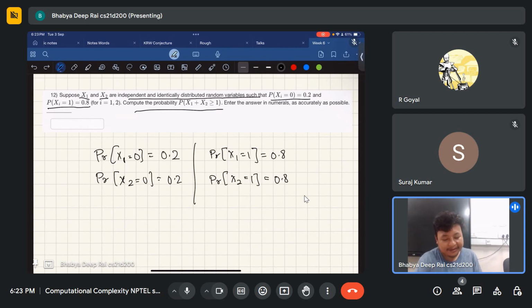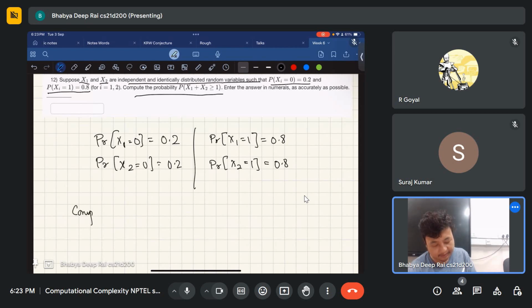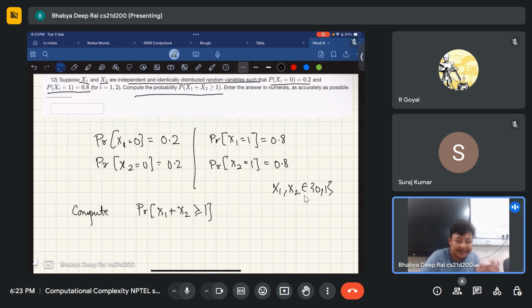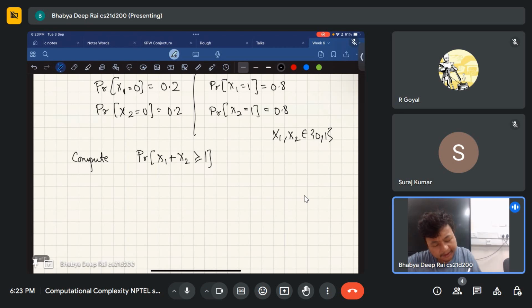They are asking to compute the probability that x1 plus x2 is at least 1. Now x1 and x2 are random variables, but they are binary, boolean. They can either be 0 or 1. They are asking, if we take these two random variables and sum them up, what is the probability that the sum is at least 1? In other words, I can write it as 1 minus the probability that the sum x1 plus x2 is strictly less than 1.